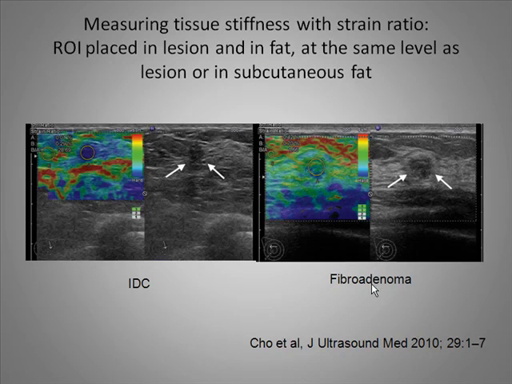Other authors have utilized various ratios of stiffness within the lesion against background, or various ratios of area of lesion before or after compression. In this series using strain ratios, a region of interest can be placed within your mass and within adjacent subcutaneous fat, and this was found to also correlate with tissue stiffness.